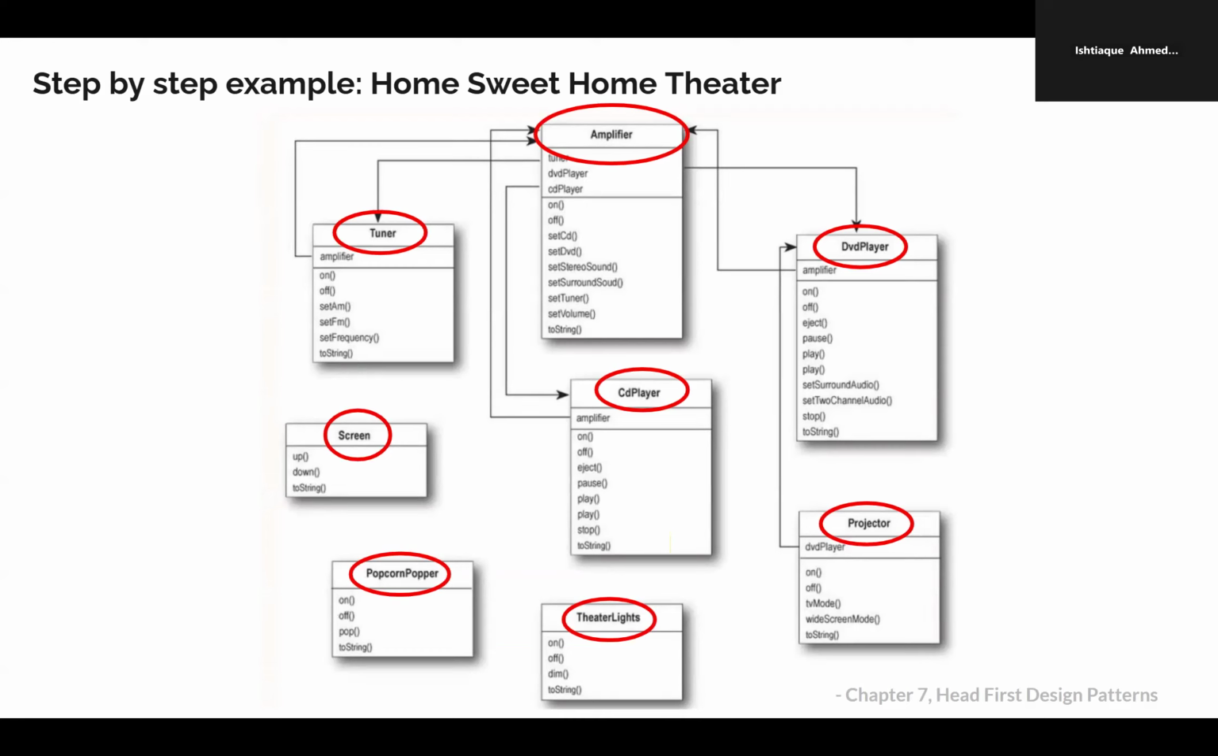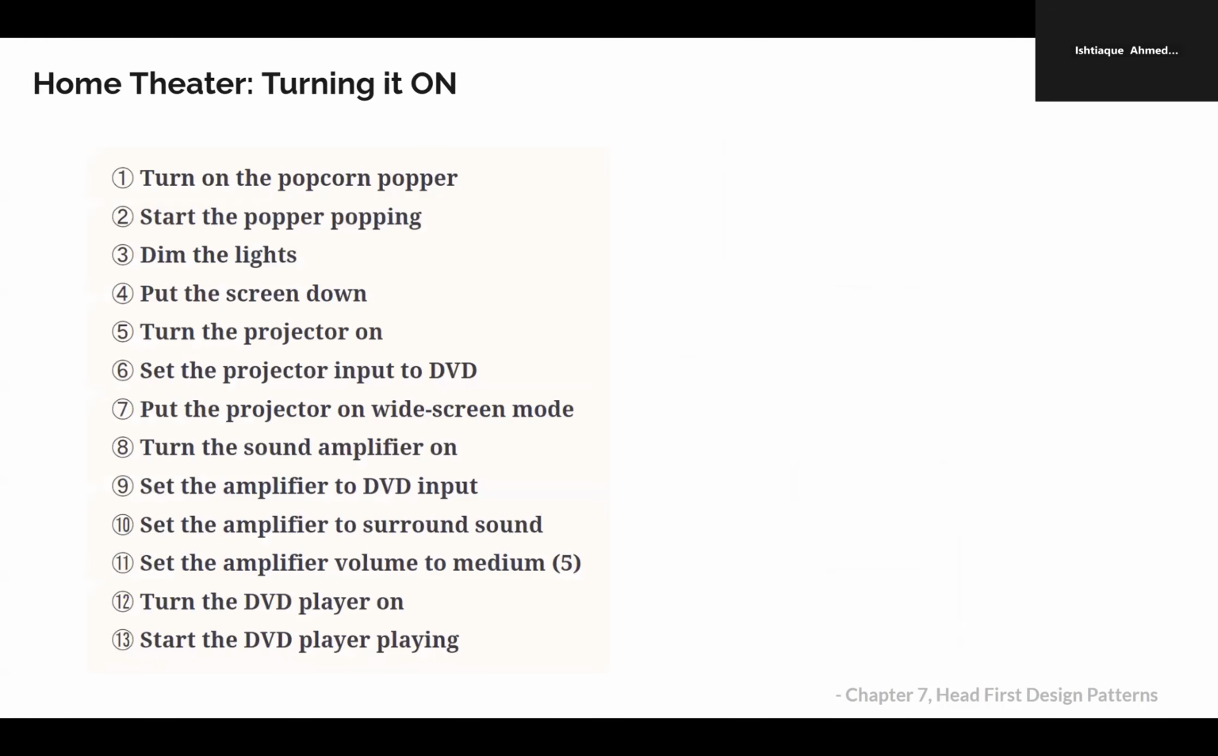For example, let's look at the DVD player on the right. This can have different settings. It can have pause, eject, play surround sound audio, etc. Let's look at the steps we have to go through to start playing or watching a movie. We can begin by turning on the popcorn popper. We can start the popcorn popper. We can dim the lights, then put the screen down, then turn the projector on, and so on.